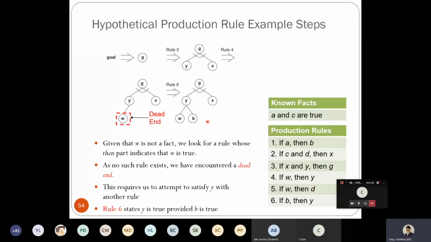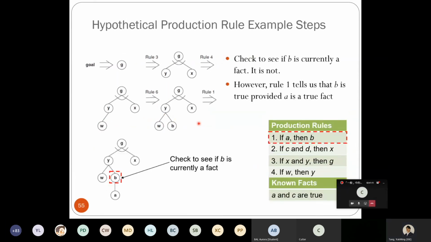That means we can go further in this direction. If B is true, then A should be true. And for this end, based on our fact database, we already know that A is true. That means A is true, then B is true, B is true, Y is true. Okay, Y is true. Whether G is true or not, we also need to check whether X is true or not.